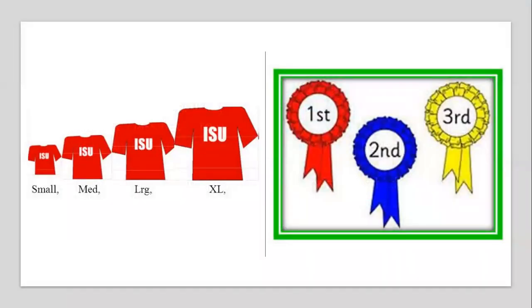So here's an example of what an ordinal level variable can look like. If we were looking at t-shirt size, the sizes of the shirts have a fixed order that ranges from small to medium to large to extra large. Or if we were looking at places in a race, these places have a fixed order ranging from first place to second place to third place.